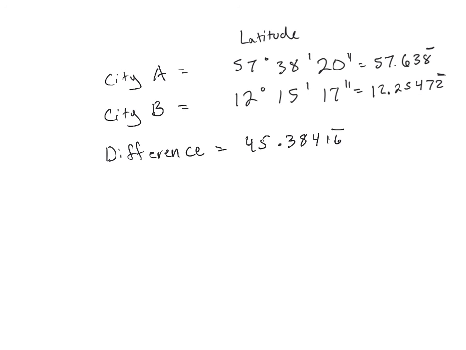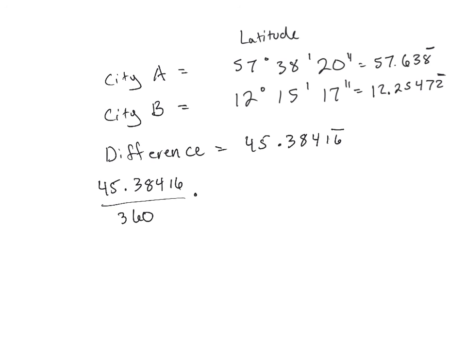Now I have the actual degree. Now I can use my circumference to actually find the distance, because the circumference of the Earth being a sphere, we can put that down as a circle. So 45.38416 divided by 360, and assume the radius of the Earth is 4,000 miles.